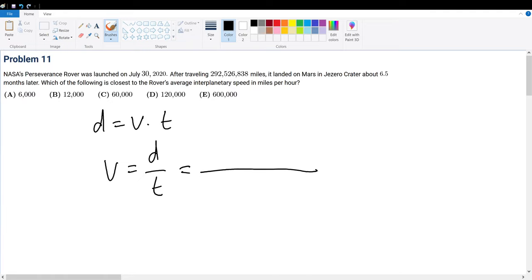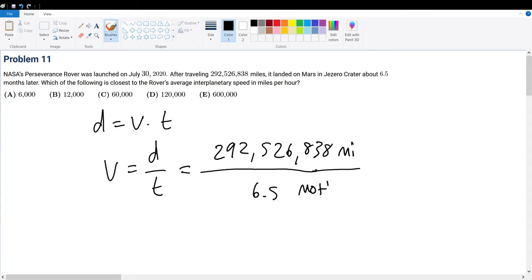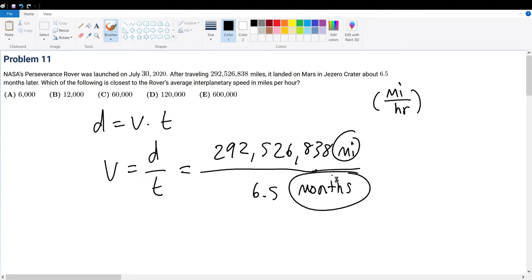Now, the distance is 292,526,838 miles. And the time is 6.5 months. But the problem is the units are not correct because we're trying to do this in miles per hour. So don't forget to look at units. Always write units. Units saves lives.